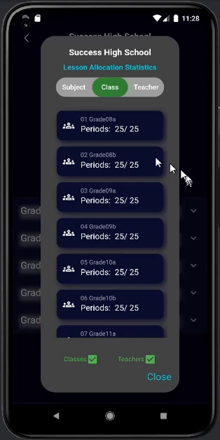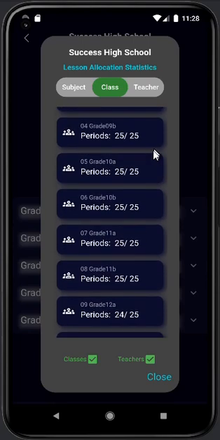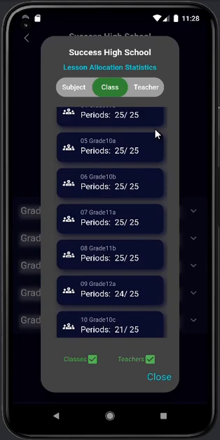In the class statistics, lessons in grade 8A and grade 8B respectively take up all 25 of the 25 available periods, leaving no free periods apart from the school break. Similarly, lessons in grade 9A and grade 9B respectively take up all 25 of the 25 available periods, leaving no free periods apart from the school break. Lessons in grade 10A and grade 10B, respectively, take up all 25 of the 25 available periods, leaving no free periods apart from the school break.